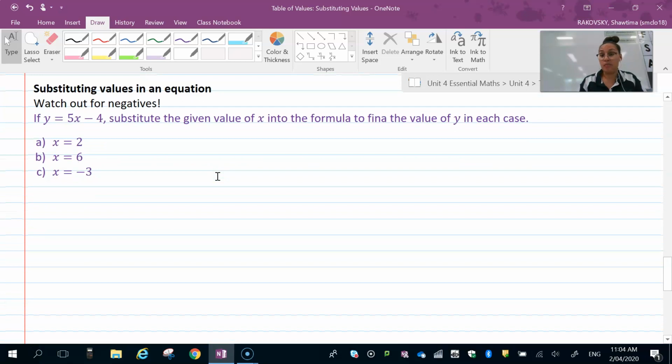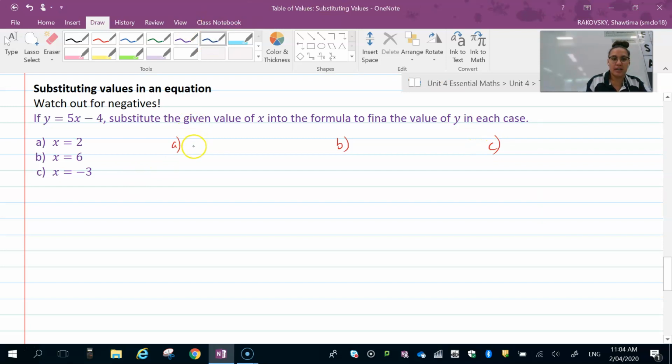So here we go. We can also go from not having a table and an instruction to just having an equation, and that's what we're going to be looking at: substituting our values into our equation. So if y equals this rule here, substitute the x value given to give y in each case. So we're calculating y. I'm going to give myself some space here. I'm going to go A and then B and C. That should give me more than enough. All right, go and do them each one.